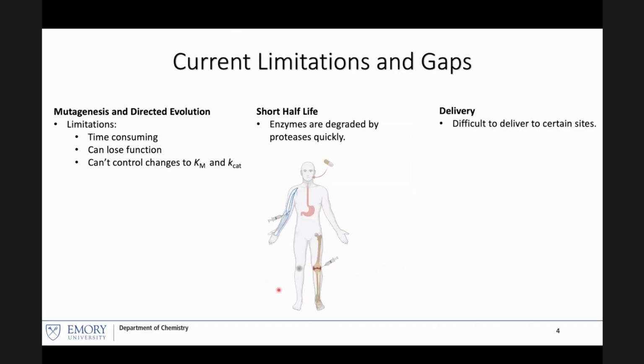And then lastly, delivery is tough. It's difficult to deliver to certain sites. You have to have the right carrier. And then let's say you want to deliver an enzyme to the brain. Our brain is very, very fragile. Our brain is very, very important. And so we have a blood-brain barrier. There's a barrier that prevents things from getting in that can maybe be toxic. So delivering enzymes is very, very difficult.